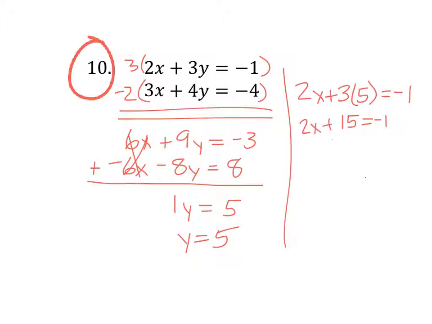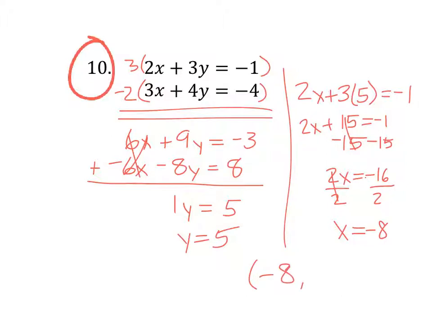Okay, so then solving this, I subtract 15 from both sides. So I get 2x equals negative 16. Divide by 2. And x is negative 8. So then the ordered pair is negative 8, comma 5. There we go.